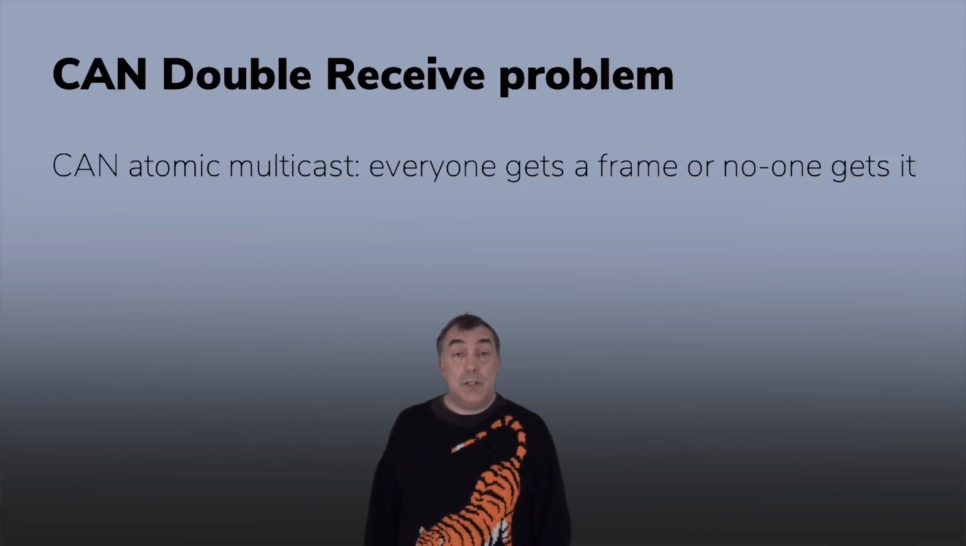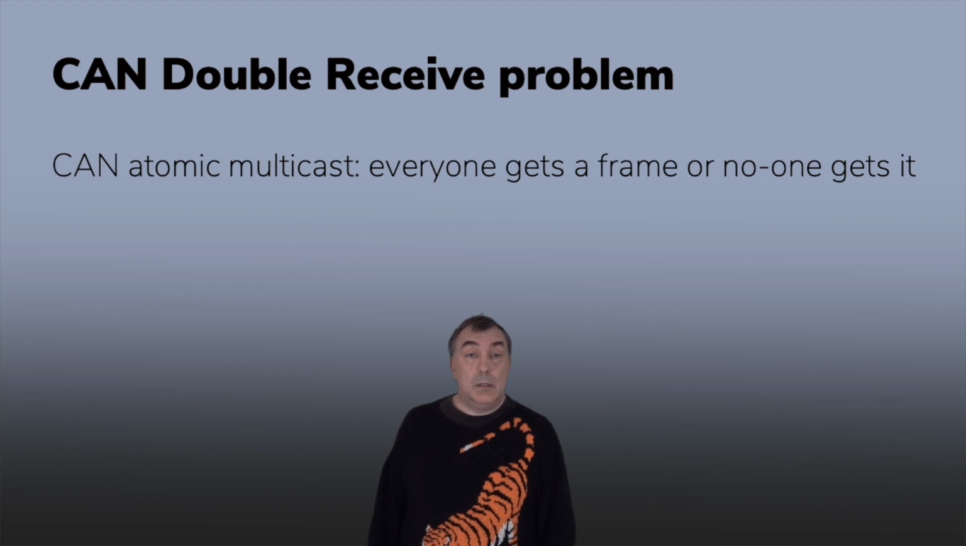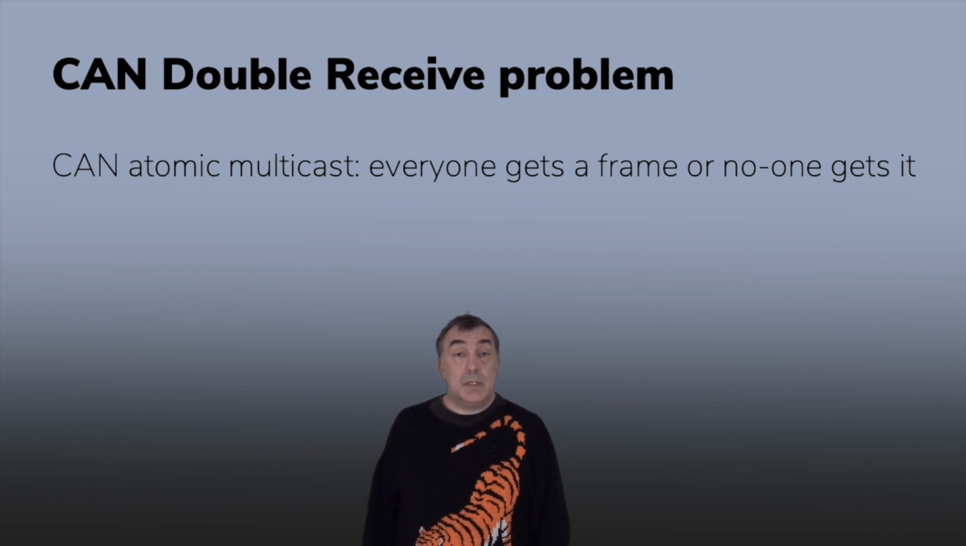The next CAN protocol attack exploits a tiny flaw in the CAN protocol. Before we talk about that, we need to discuss a key property of the CAN protocol, something that is very useful and almost unique to CAN: atomic multicast. This is where a message is broadcast to the bus, and either everybody gets the message or no one does. It's a kind of consensus system. Everyone sees a consistent view of a message, but sometimes some receivers may get the message more than once.